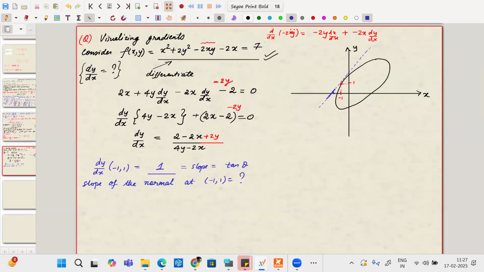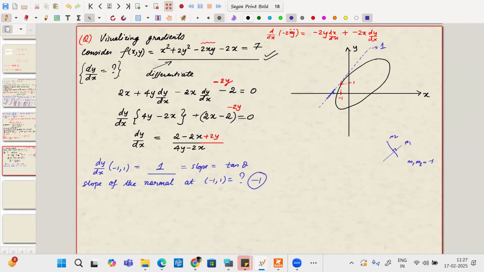Because you know the slope of the tangent and the slope of the normal. I hope you remember a bit of your high school math. If the slope of one line is m1, the slope of another line is m2, and m1, m2 are perpendicular, then m1 times m2 equals minus 1. Yes, isn't it? I hope you remember this from high school. So therefore, if this slope is 1, what should be the slope of the normal? Minus 1.